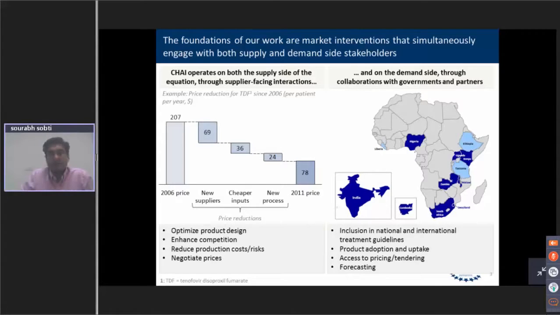On the demand side, we collaborated with various stakeholders and governments to include new products and treatments in the national and international guidelines. We help in product adoption and uptake. We also support country governments in forecasting and understanding the demand for certain products within their provinces.